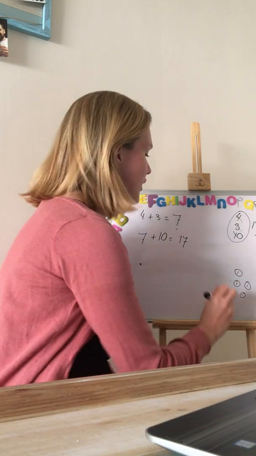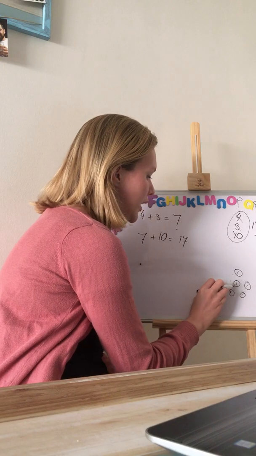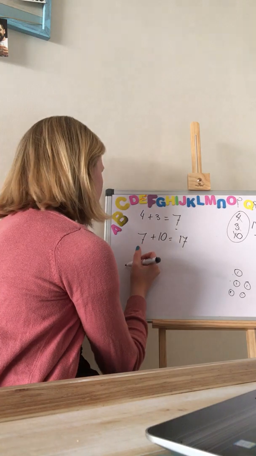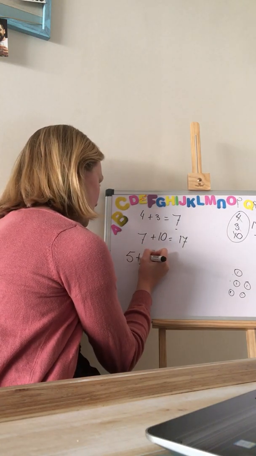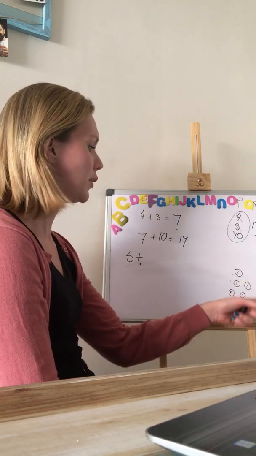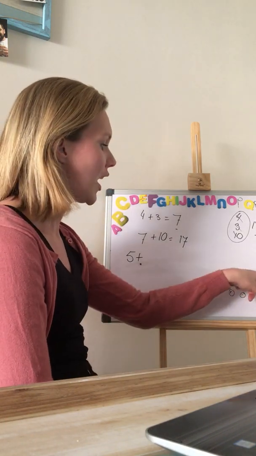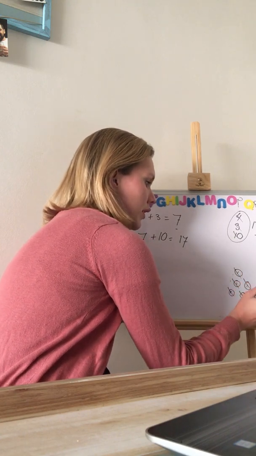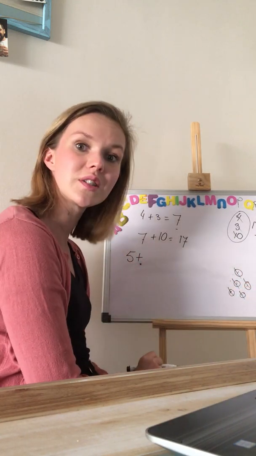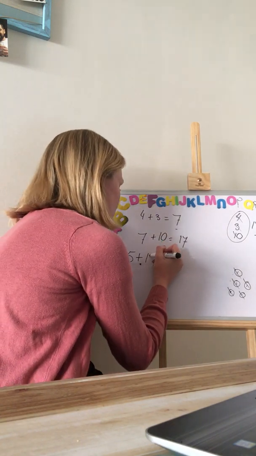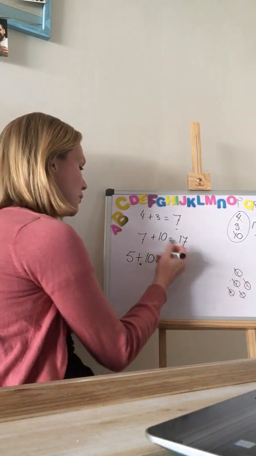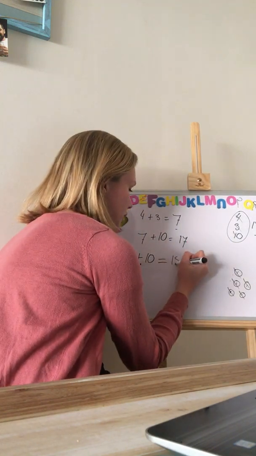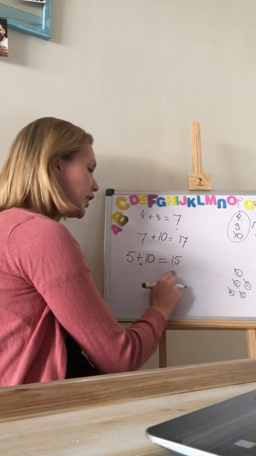Let's see how many coins I have. 1, 2, 3, 4, 5. Hey. So I don't need to write all those ones. I can write 5 plus 5 plus 5 plus 5. What is 5 plus 5? 5 plus 5 equals 10. Very good. Okay, let's see how much this is. 5 plus 10 equals 15. Okay. 5 plus 10 equals 15.